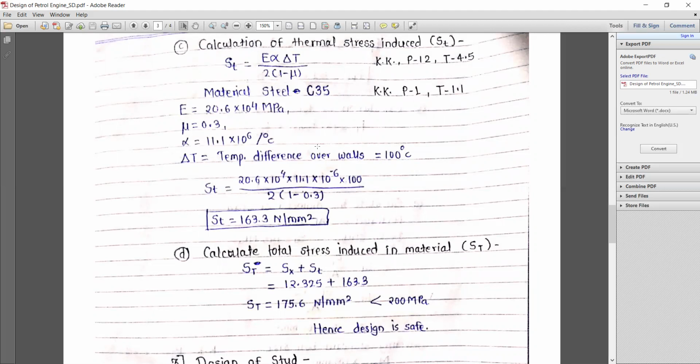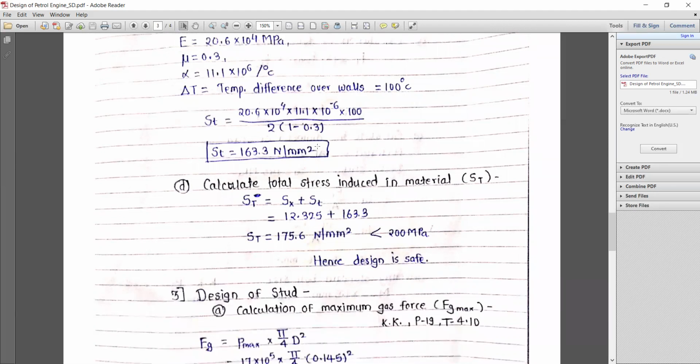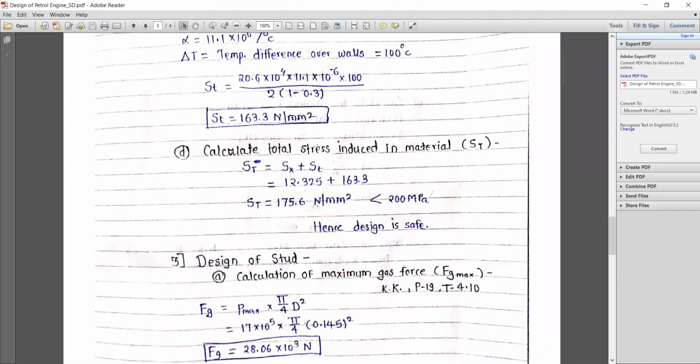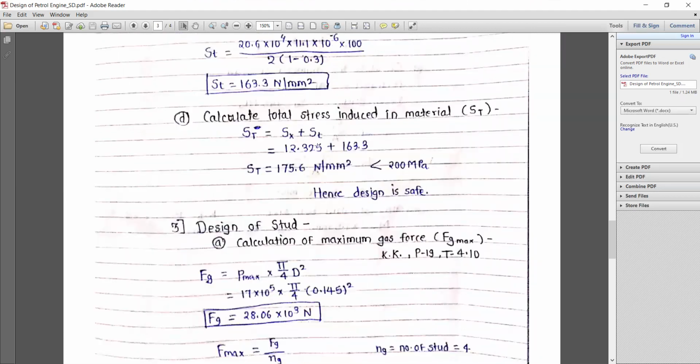Value of Young's modulus E is equal to 20.6 into 10 raised to 4 megapascal. Mu is equal to 0.3, alpha is equal to 11.1 into 10 raised to minus 6 per degree centigrade. Delta T, the temperature difference over the walls, is 100 degrees centigrade. Putting all the values, the thermal stresses induced are 163.3 Newton per mm square.